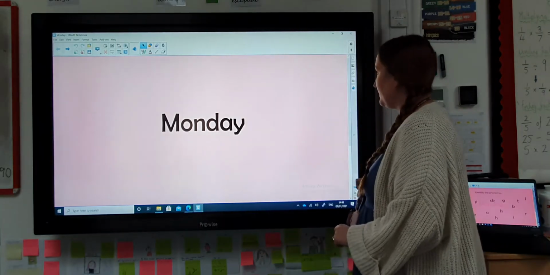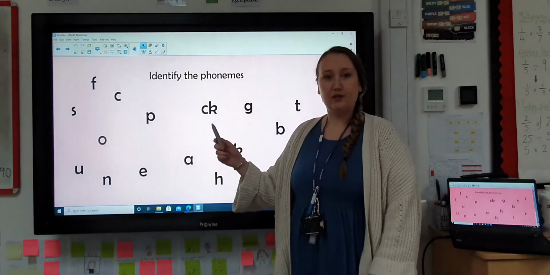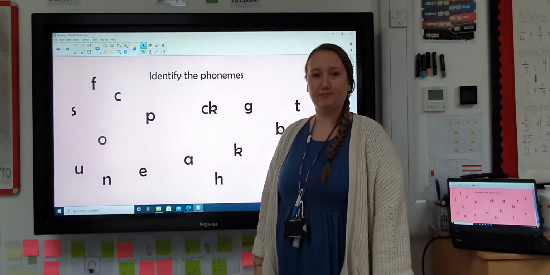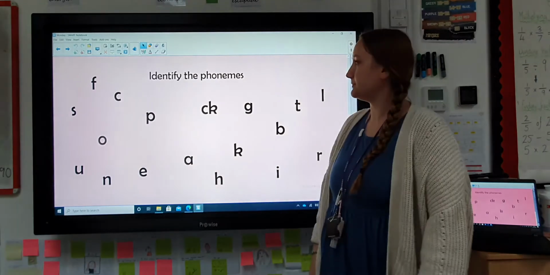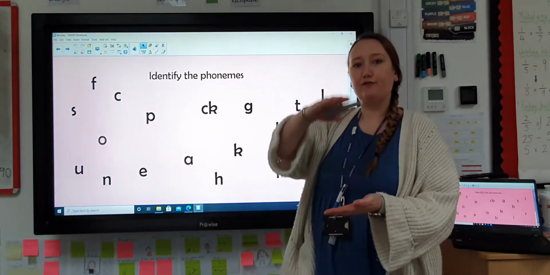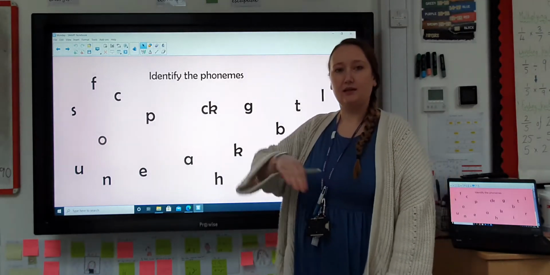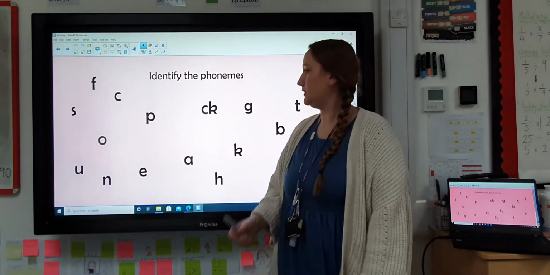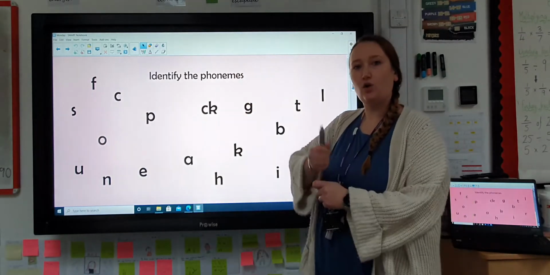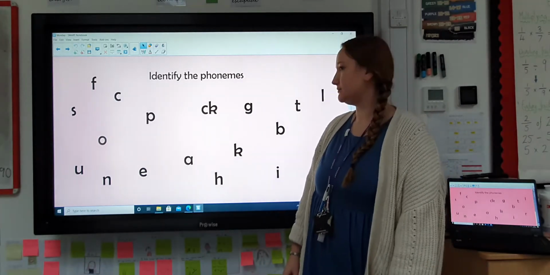So, first of all, I'd like you to identify the phonemes. When I put up the phoneme, I would like you to call out what it is, okay? So, what is this phoneme? It's E. And this phoneme? It's F. And this phoneme? It's G, G. And this phoneme, it's O. And this phoneme is T. Okay.